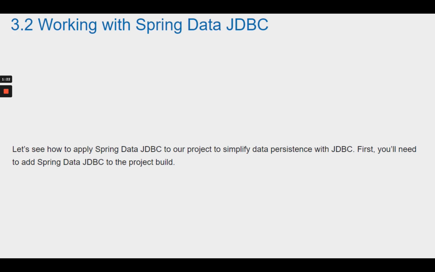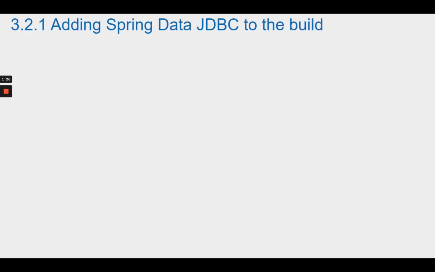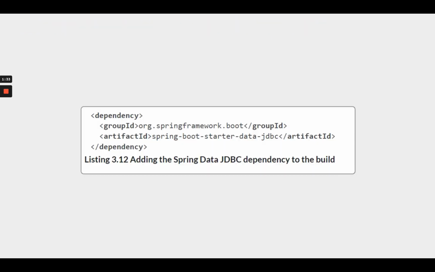First, you'll need to add Spring Data JDBC to the project build. Section 3.2.1, Adding Spring Data JDBC to the build. Spring Data JDBC is available as a starter dependency for Spring Boot apps. When added to the project's pom.xml file, the starter dependency looks like the following code snippet.